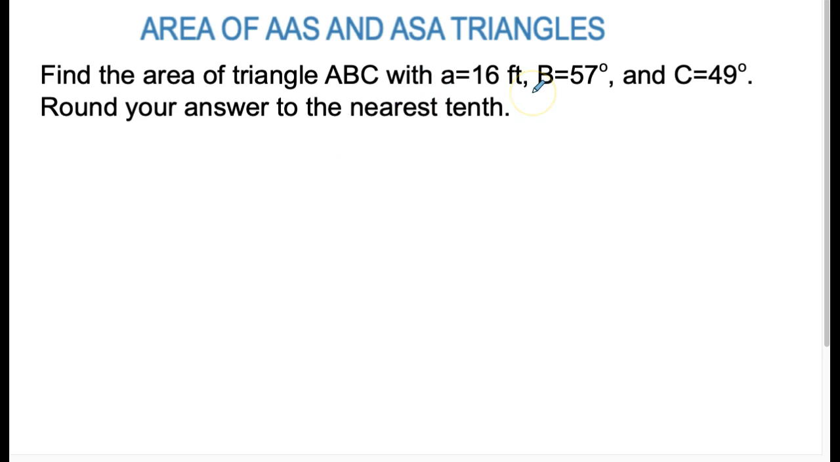So we want to find the area of a triangle where we know side A is 16 feet, angle B is 57 degrees, and angle C is 49. So first, we could very quickly find angle A. A is going to be 180 minus 49 minus 57, and what do we get for that? 74.